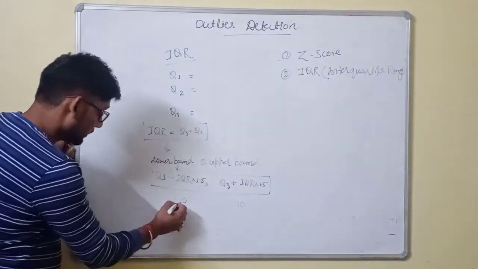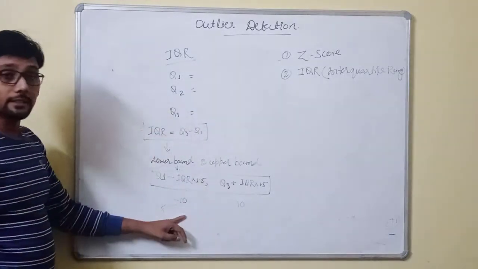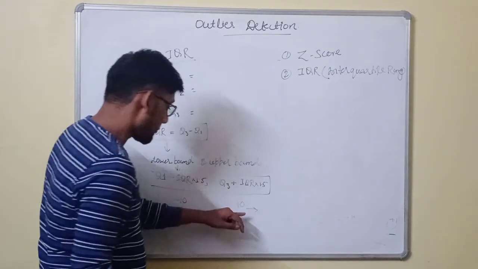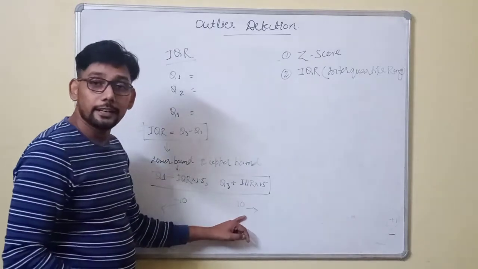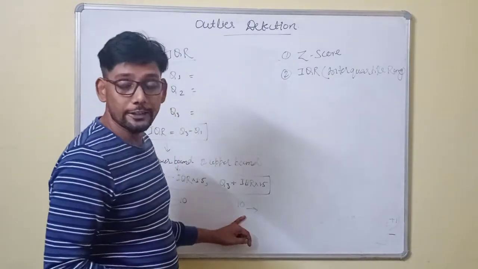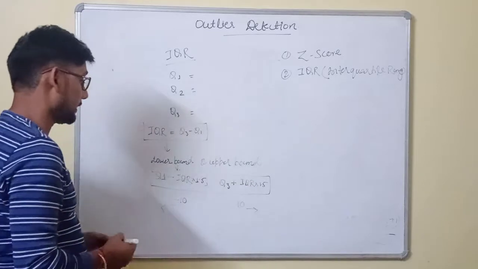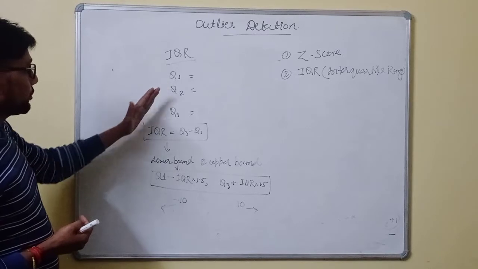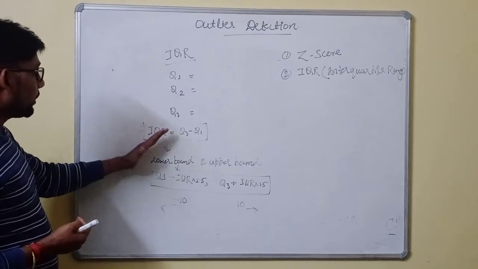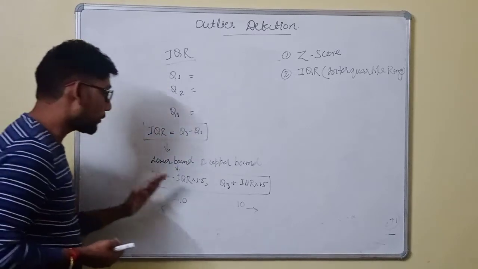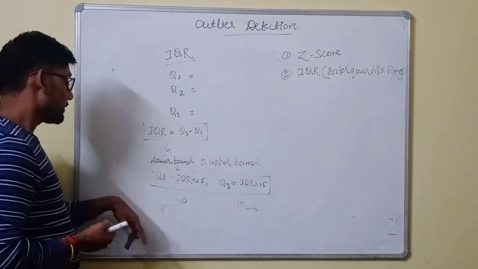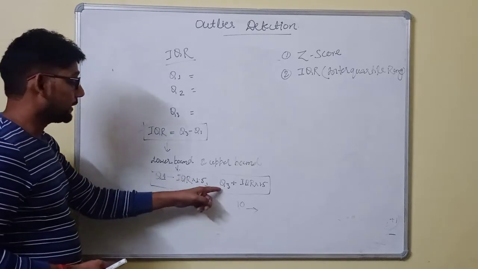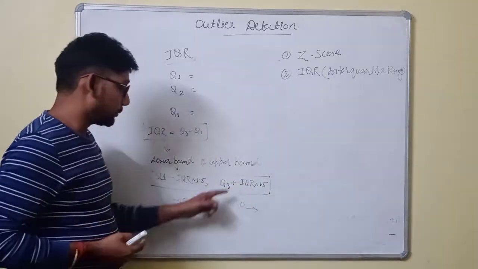If the data is below this lower bound, that data point would be an outlier. If the data is above this upper bound, that data point would also be an outlier, right? Now again we need to calculate Q1, Q2, Q3. Then IQR is equal to Q3 minus Q1, and then we find the lower bound and upper bound. How do we calculate the lower bound? Q1 minus IQR into 1.5, and Q3 plus IQR into 1.5 would be the upper bound.